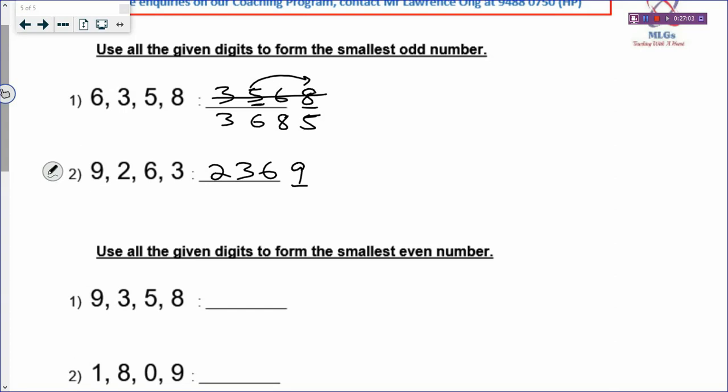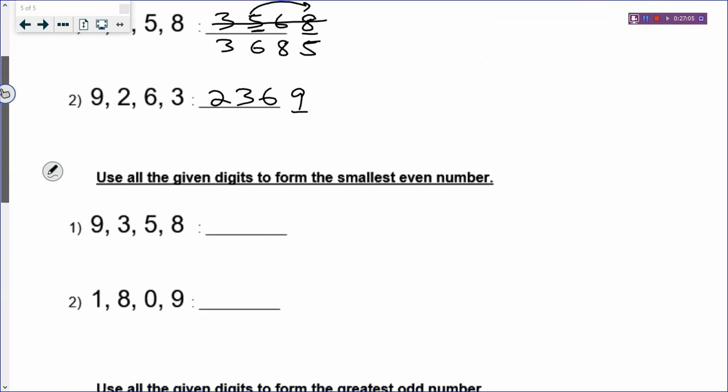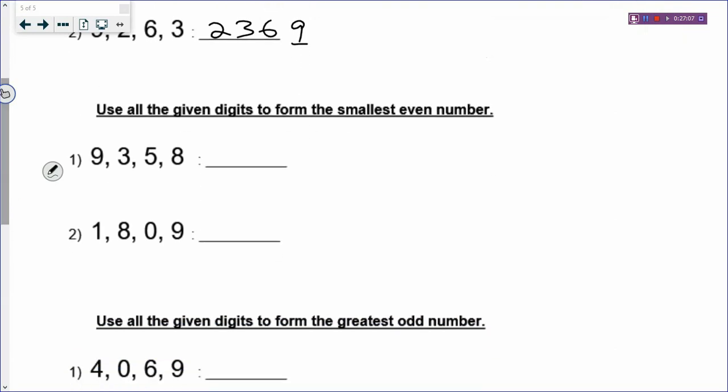Okay? Alright. Now, how do we form the smallest even? Now, to find the smallest even, the same thing. You always start with the smallest digit and end with the biggest digit. So 3, 5, 8, and 9. Right? That's the smallest number. But is it even? Look at the last digit. It's not even. So what do I do?